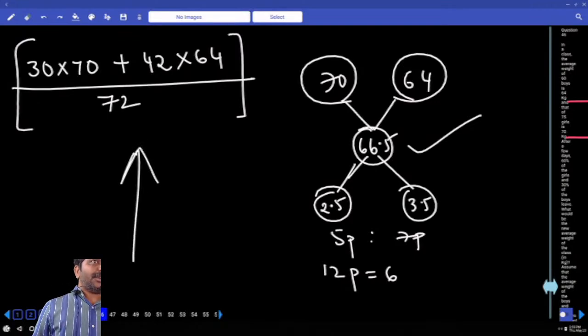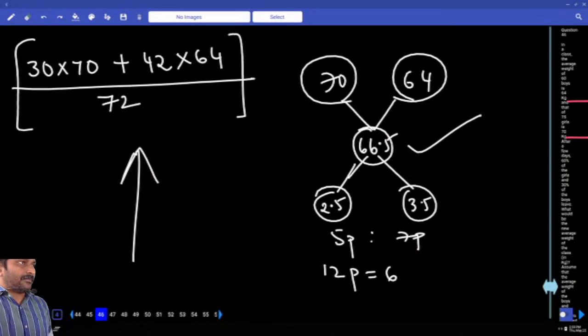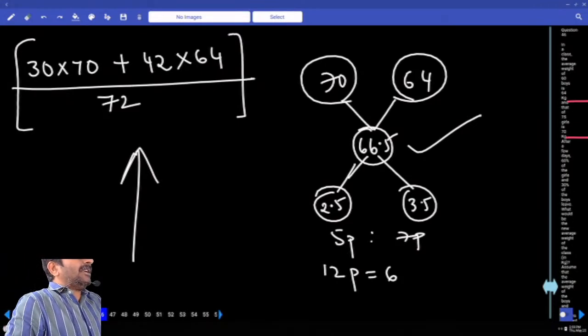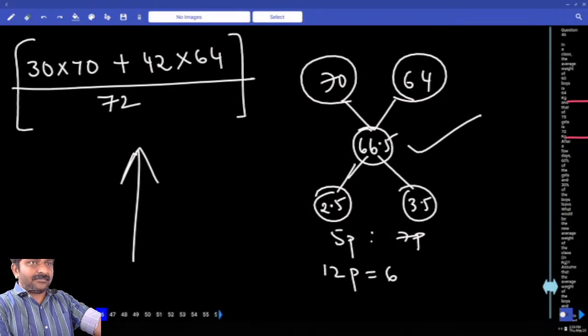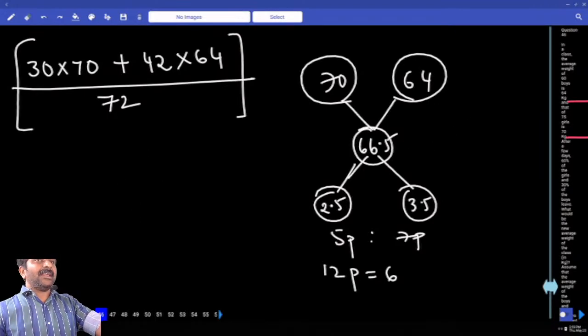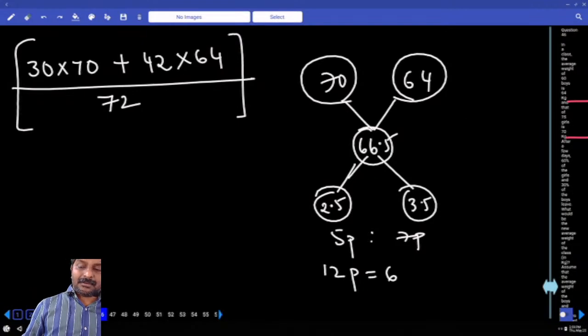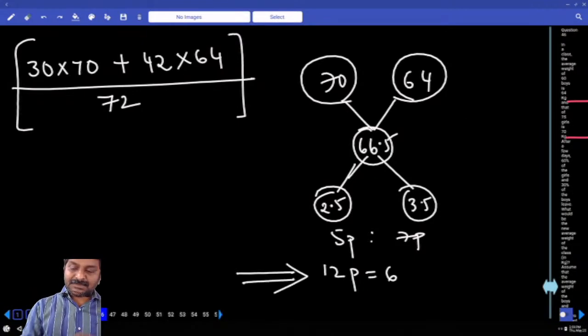This is a linear equation. You'll have to calculate 30 into 70, that is easy. But understanding 42 into 64 by 72, that's the problem. If you are good at simplifications, yes, definitely you can do it. Do you understand this alligation method? Especially this part is important.